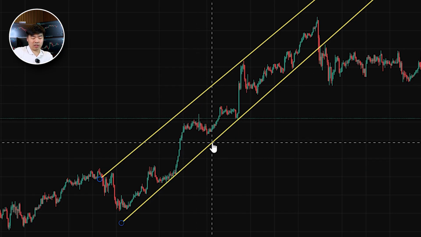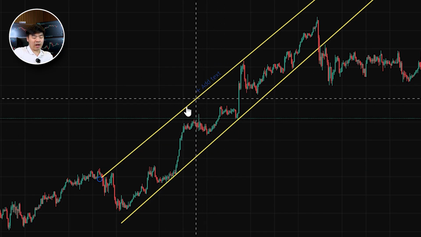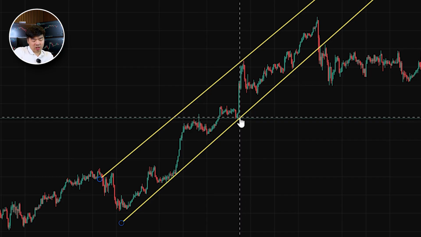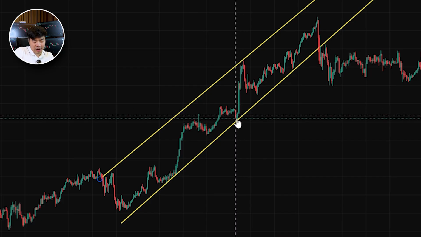Remember, this is the dynamic support. This is the dynamic resistance. When the price touches and bounces off the dynamic support, it's a good time for you to enter a buy position. You would not want to enter a sell position in an uptrend.